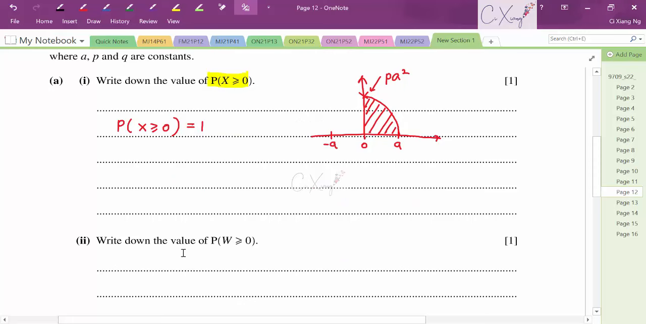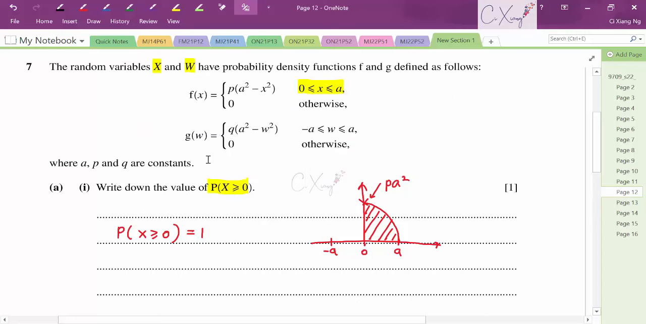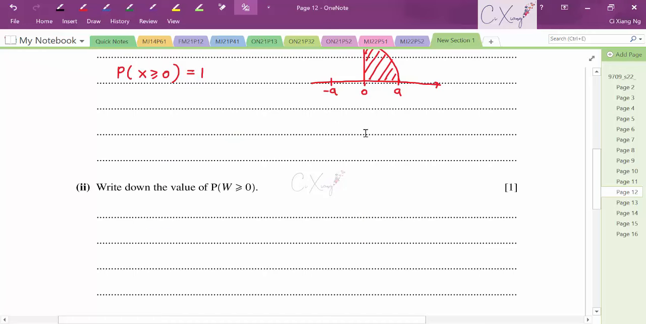For part number 2, they want us to write out the value for w greater than or equal to 0. So let's have a look at the function g, which is for the variable w. Function g is very similar to function f, just that the domain defined is slightly different. The domain defined here will be from negative a until positive a. For the same technique, we sketch out the diagram for g. They are actually the same, just that the domain is different. Therefore, if you want to visualize the whole thing, your g should look something like this. The x-intercept is also at a and negative a.